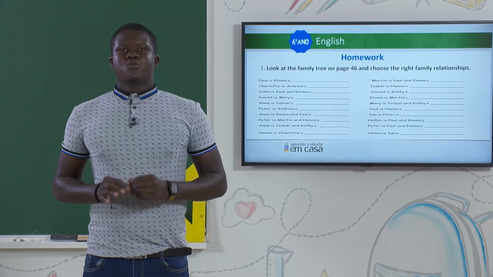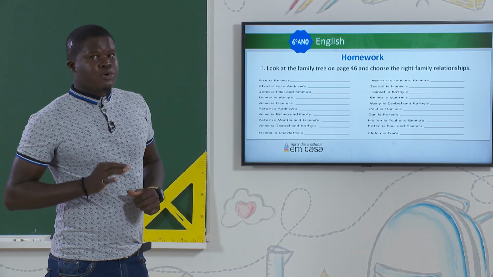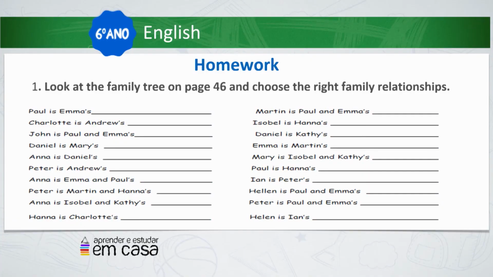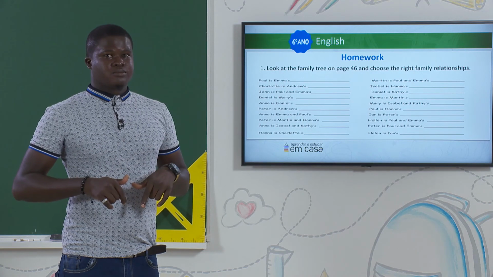Time for homework. You go to your book on page 46, you see the family tree that there is there, and then you complete this exercise here. So, look at the family tree on page 46 and choose the right family relationships. Okay? So this will be your homework for today.